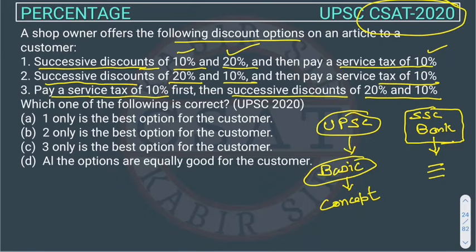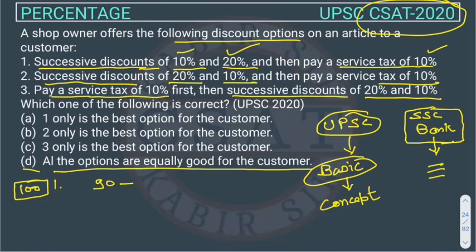So I can directly say the answer of this question will be D. All options are equally good for the customer, right? But I will tell you how this is happening. Suppose the price of an article is 100. First I am giving you some brief idea, right? So I am assuming the price of some product is 100 and we are checking option A, right? So he is giving discount of 10%, so the price will become 90 rupees, and then he is giving the discount of 20% on 90, right? So it will be 90 into 80 upon 100, so the price will be 72 rupees.